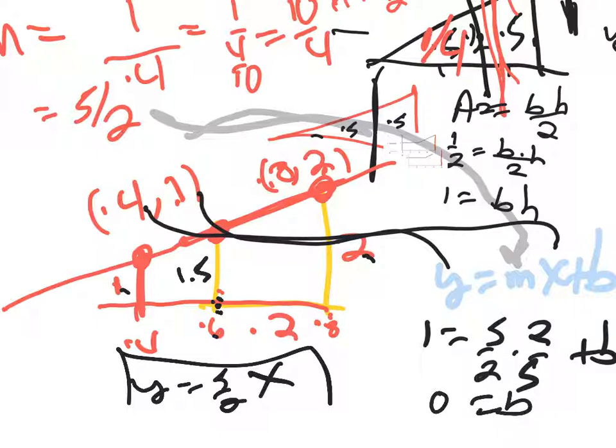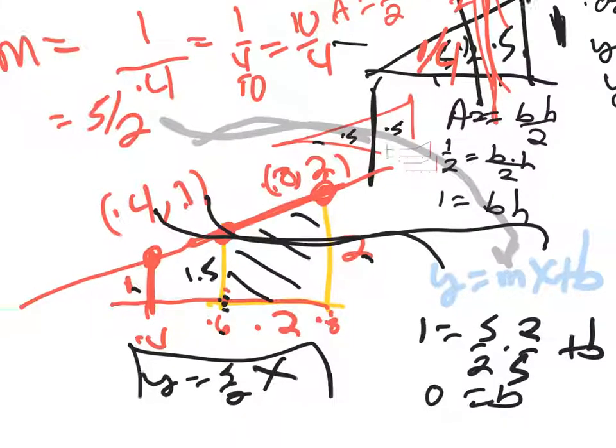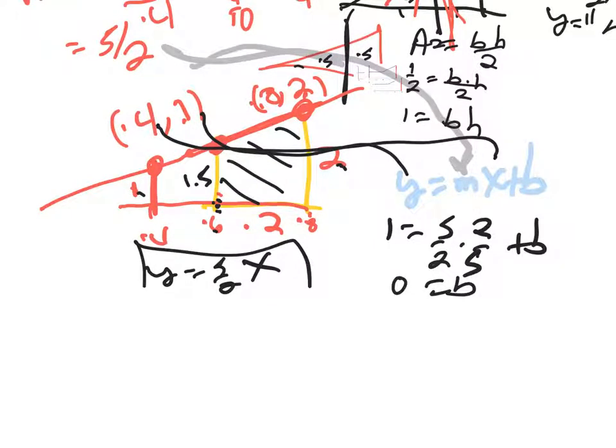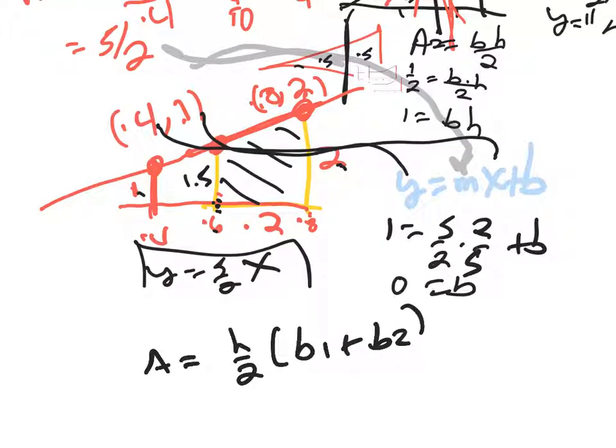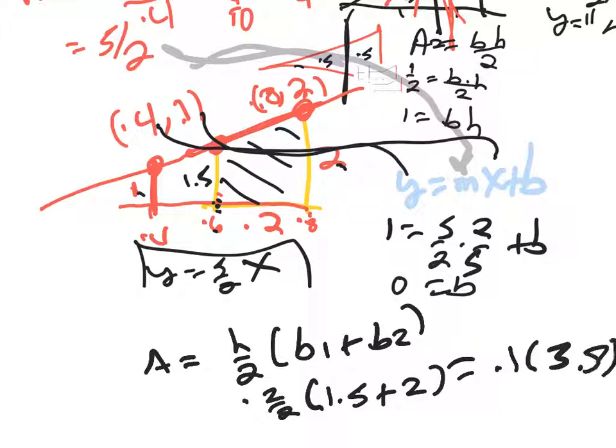Now I'm ready to find the area of this trapezoid. All that algebra. Just wish they would have told us that we're going to have to be thinking today. Area equals height over 2, base 1 plus base 2. I have all the information. The height somebody said was 0.2, so 0.2 over 2. One of the bases is 1.5, the other base is 2, equals 0.1 times 3.5. So the answer is 0.35.